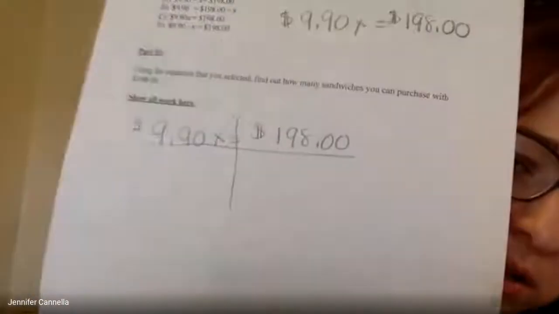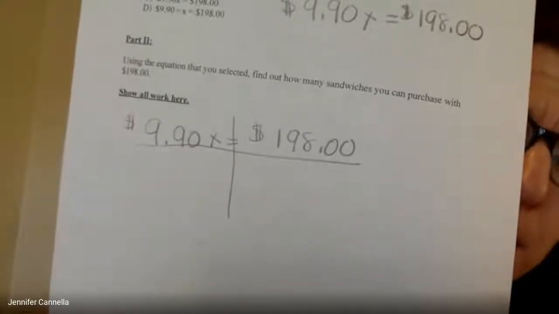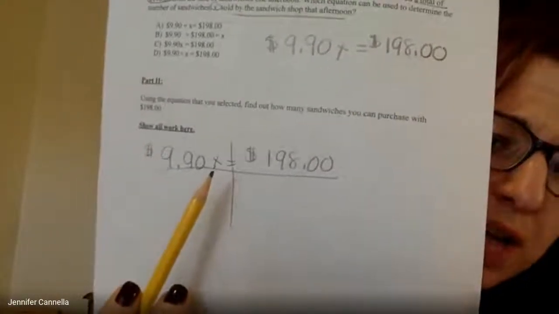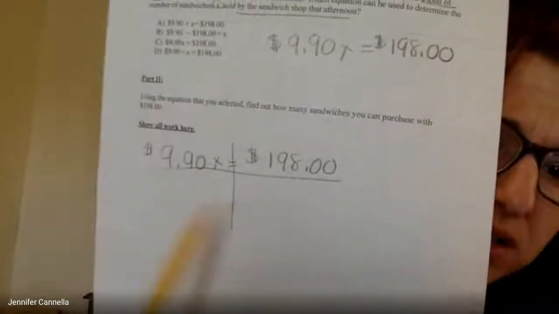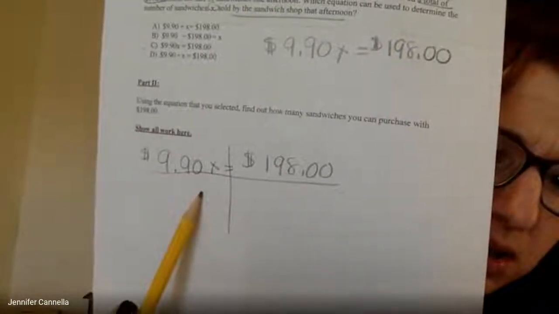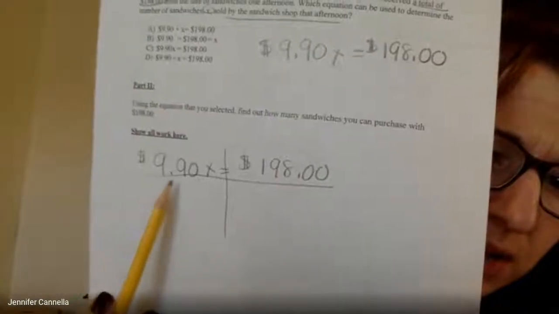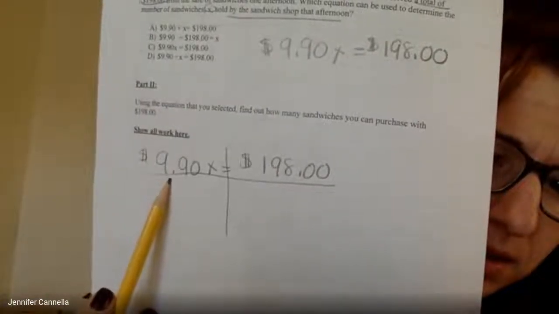So we're going to make the wall method. And you said that the inverse of multiplication is division. What am I going to divide by on both sides in order to get x alone, Anelina? We got 9.90x. What do I divide by on both sides? You gotta divide it by 9.90. Yes, we're going to divide 9.90 on both sides of the equation.